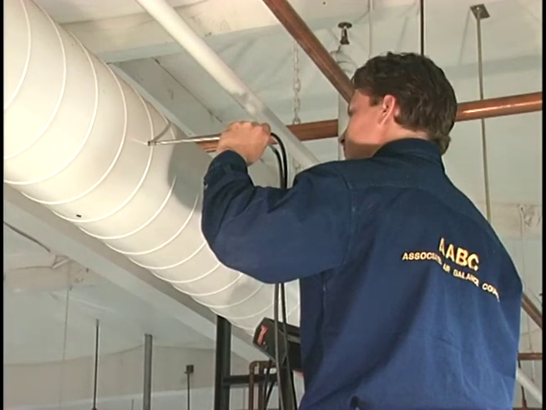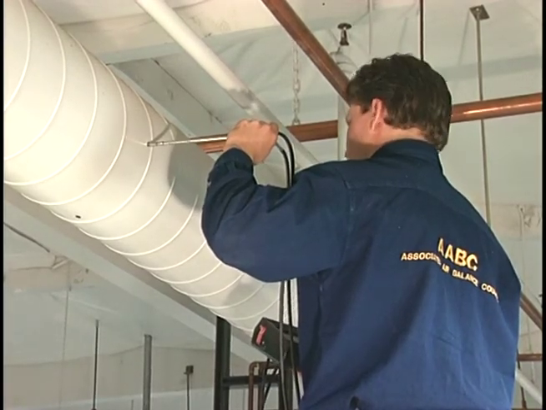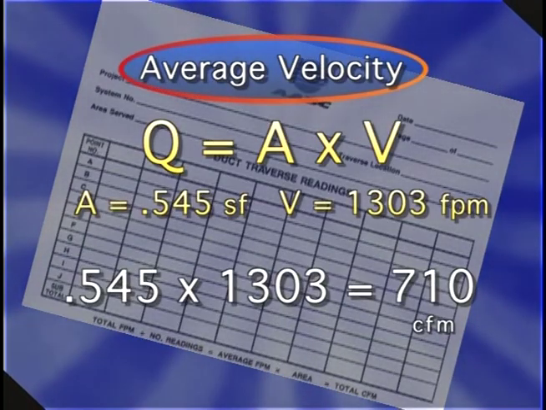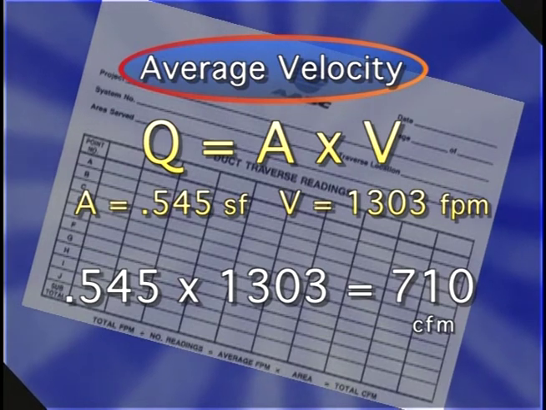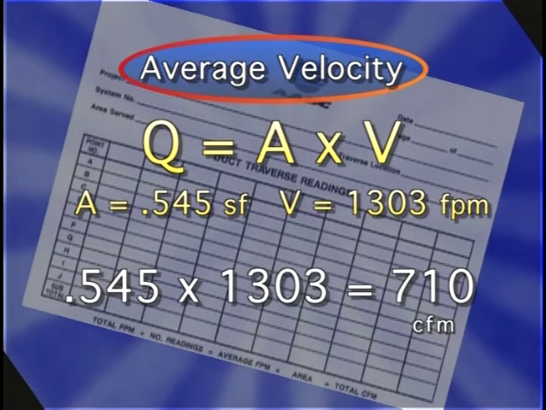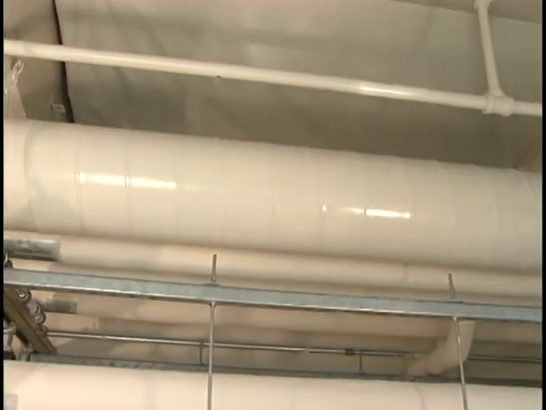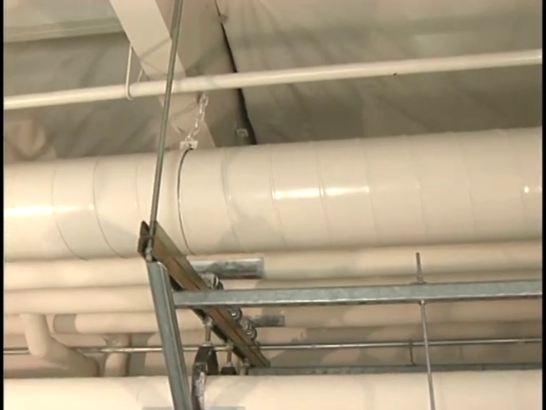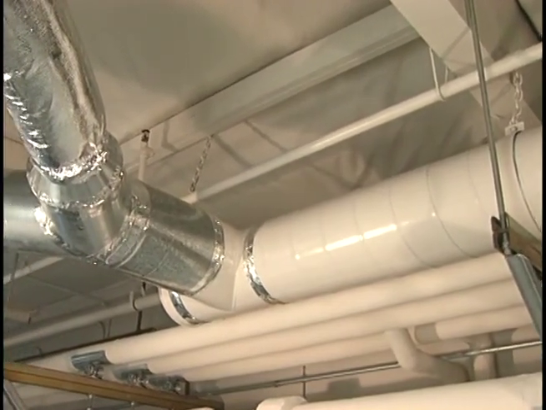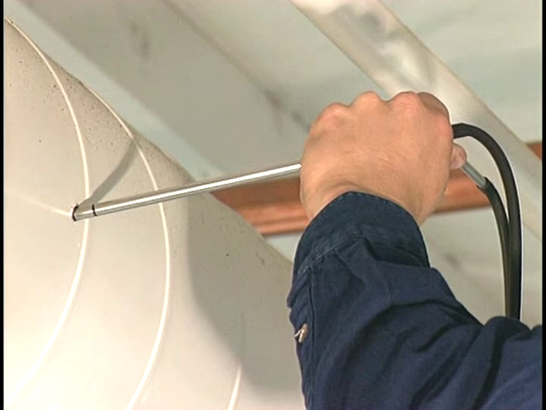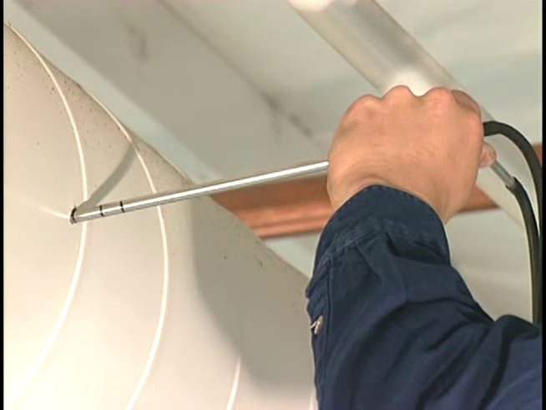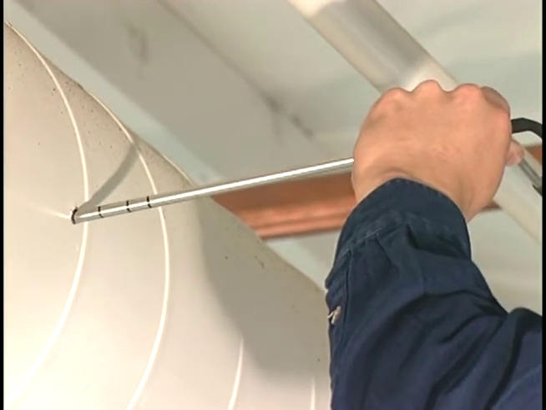The technician took a total of 20 readings, 10 in each test hole. The datasheet shows the results of the 20-point traverse reading. The average velocity is 1,303 feet per minute, and the volume measured is 710 cubic feet per minute. To balance this branch, the technician closes the branch damper until the total of the 3 outlets reads 660 CFM, 110% of design. The technician continues in this manner, traversing all the branches, cutting the high branches and reading the low branches, making 1 or more passes until an acceptable balance is attained.